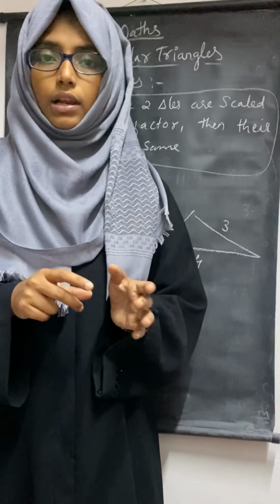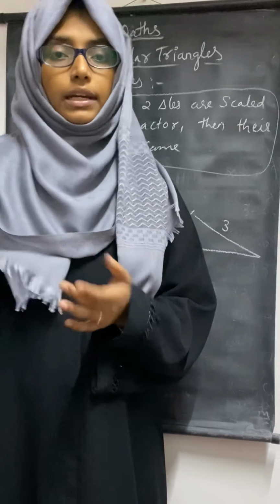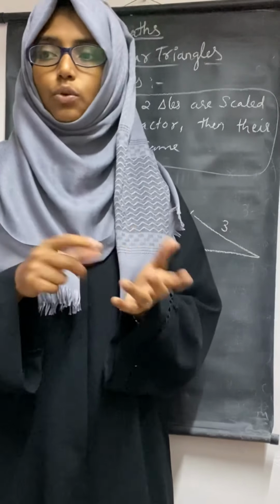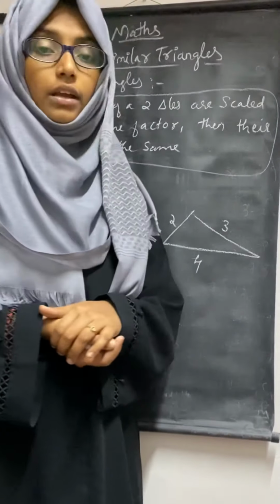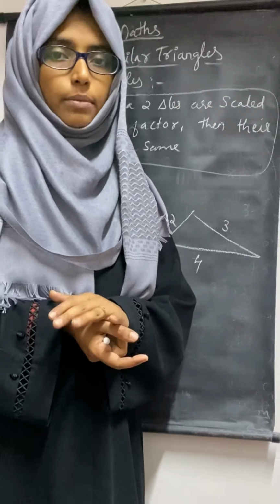The sides are not equal, but if the sides are scaled by the same factor, it will be similar. If we are multiplying by the same number, we can say those two triangles are similar triangles. So that was the first condition we have learned: if all the angles are equal, then the sides are scaled by the same factor.